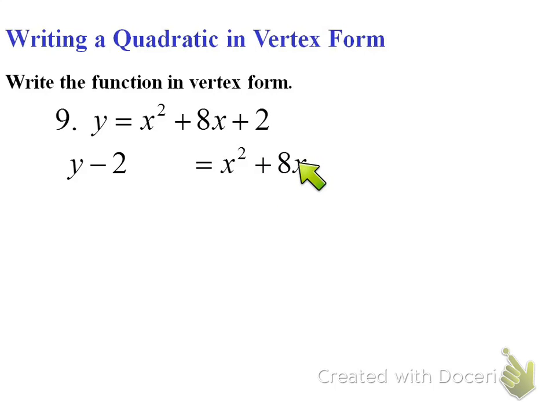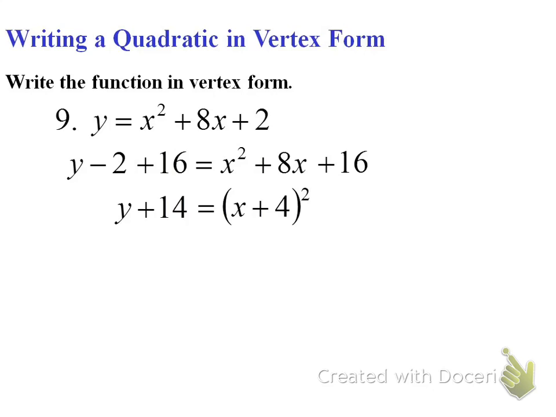So, what is 8 divided by 2? 4. And what is 4 squared? 16. So you add 16 to both sides. Simplify on the left, you get plus 14. On the right, we just factor it into a binomial squared, so x plus 4 squared.